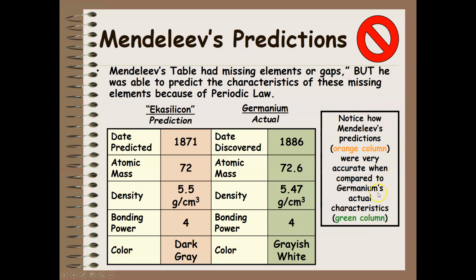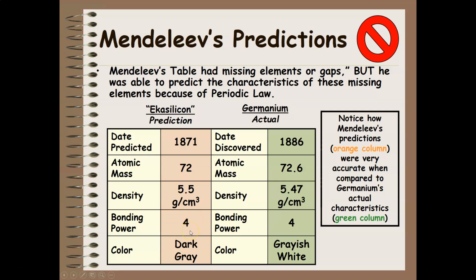So here's an example. In the orange over here was his prediction. He called it ecosilicon. He thought it would have a mass of 72, and it has an average mass of 72.6. That's pretty close for a guess. He thought the density would be 5.5, and it was 5.47.